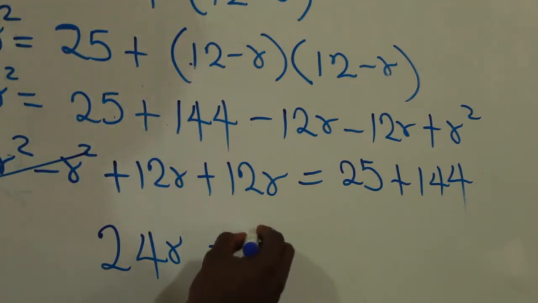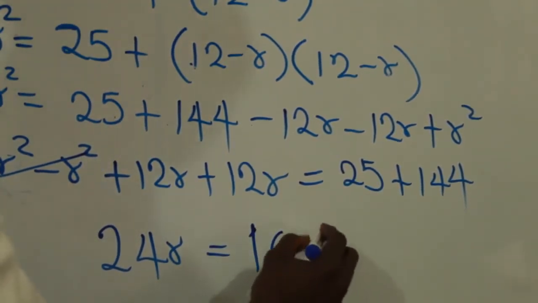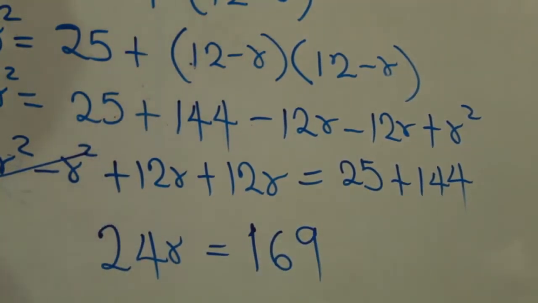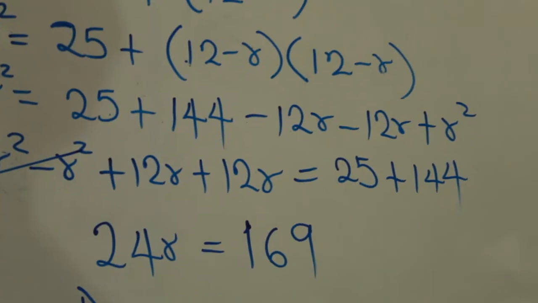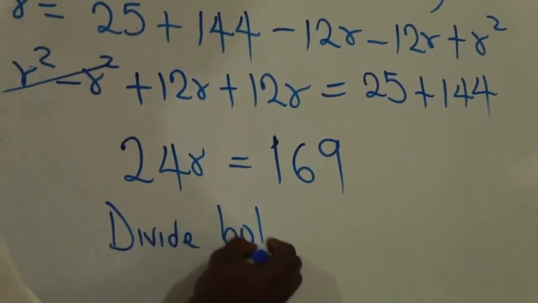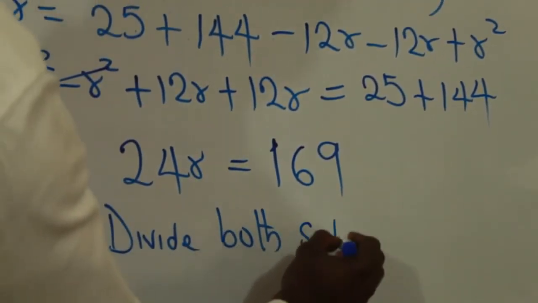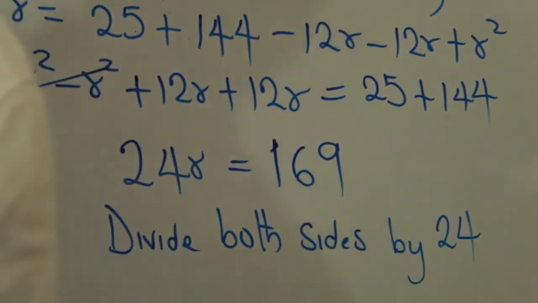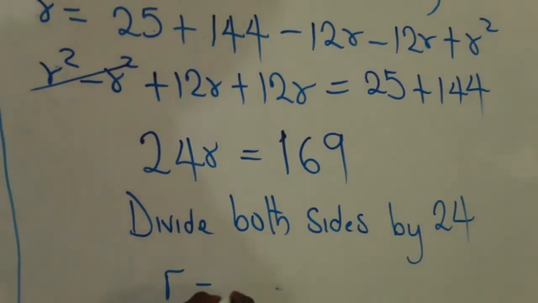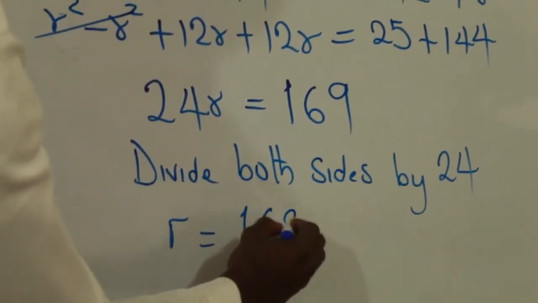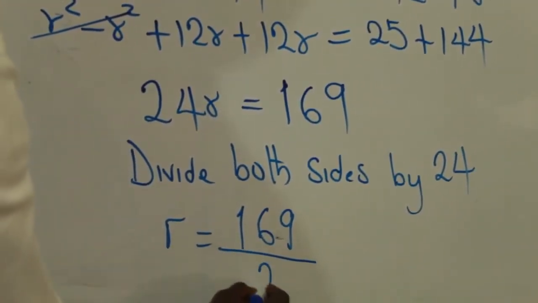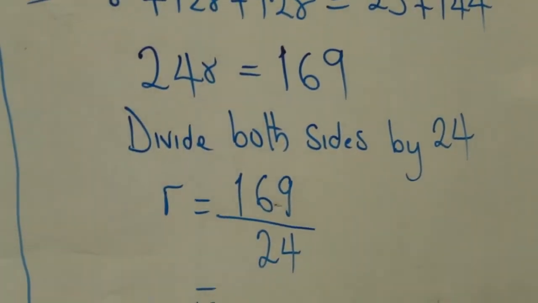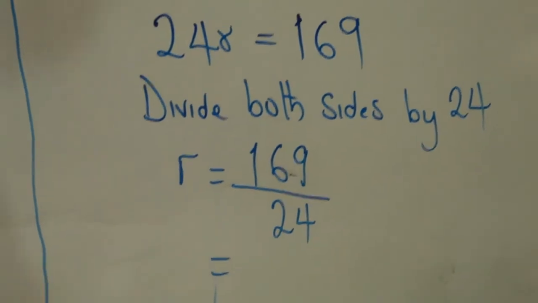25 plus 144 will give you 169. Then we divide both sides by 24. And you have that R is equal to 169 over 24. So you can use a calculator to check this.